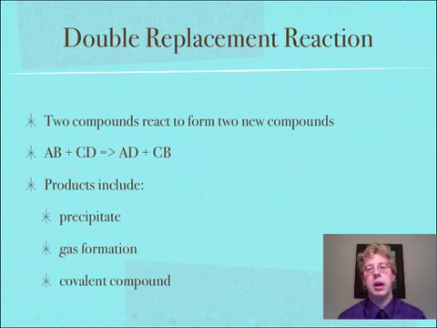Double replacement reactions are very similar to the previous examples, but now it's two compounds reacting to form two new compounds. So my general formula is AB plus CD is going to form AD plus CB. And so the products for a double replacement will always include at least one of the following. There will be a precipitate present, there may be gas formation, or a covalent compound will be formed.